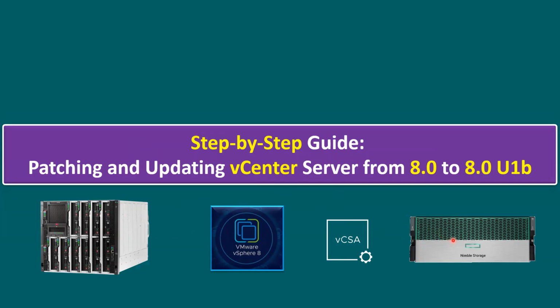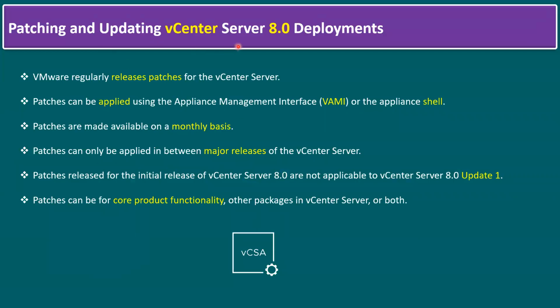Before jumping to the patching and updating step-by-step guide, first let's understand some basic points. For patching and updating a vCenter Server 8.0 deployment, the key points are: VMware regularly releases patches for vCenter Server, the same way Red Hat and Microsoft release patches. Patches can be applied using the Appliance Management Interface, in short form we also call it the VAMI page. VAMI means VMware vCenter Appliance Management Interface.